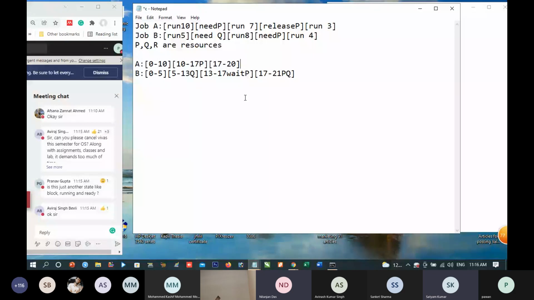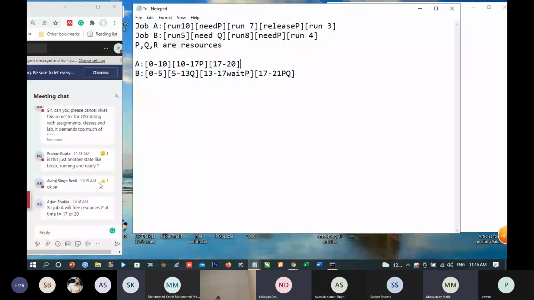Sir, you have not released the resource queue for job B. What are you saying? You have not released the resource queue for job B. You see, when the work is over at time t equal to 21, job B becomes over. So the release of P and Q both will take place for job B.